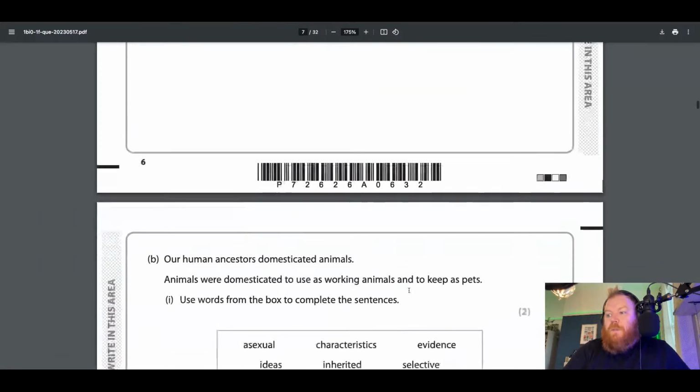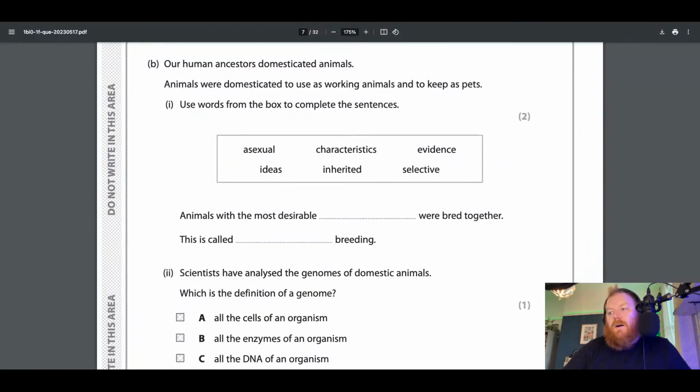So looking at our next question, we've got a gap fill. We've got a box of 6 different words, and with this box of 6 different words, it's only worth two. We've got a whole load of information here that we can actually skip by, and we can go straight to the actual gap fill itself. Animals with the most desirable blank were bred together. This is called blank breeding.